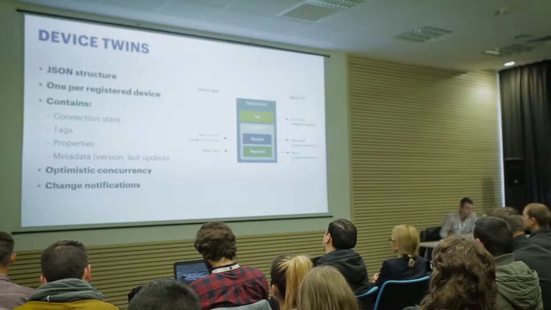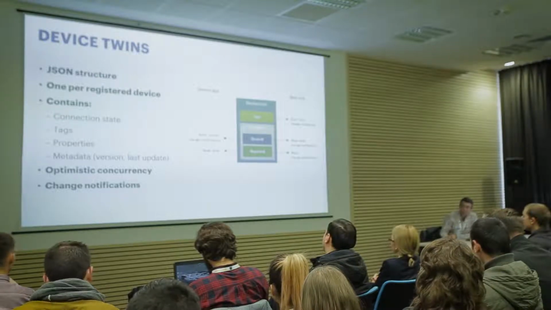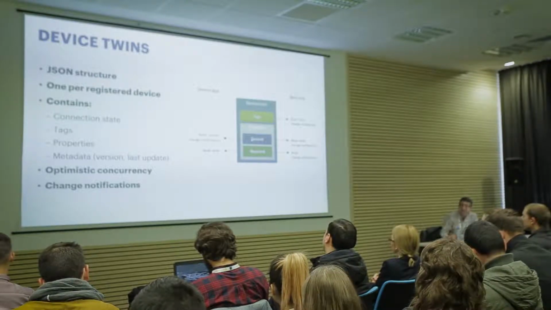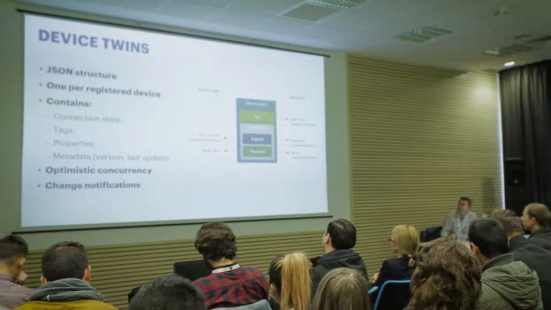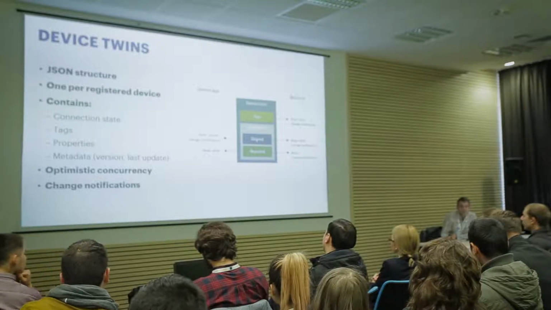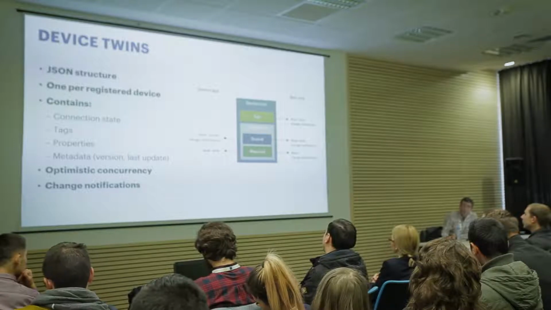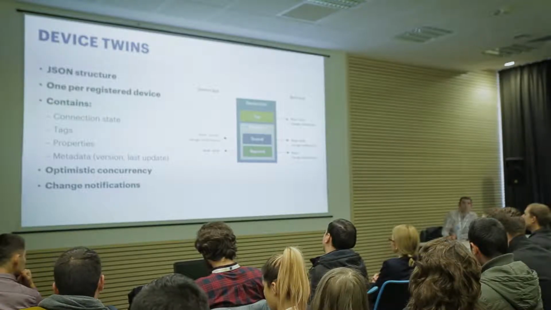Also, change notifications. The device can subscribe to changes of the desired properties and can act accordingly. So let's say the backend writes, I want you to start. The device will get the message and it will do something, and then it will change the reported property. So the backend will query the reported property and see it's not started yet, not started yet, okay. And when it sees that it started, good. Okay, let me show you some code about it.